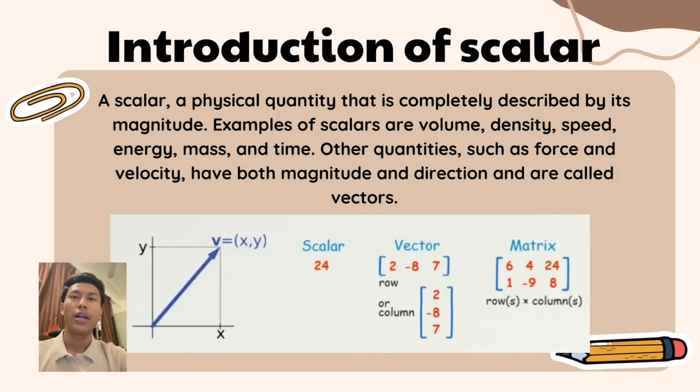And now, I will explain to you about the introduction of scalar. A scalar is a physical quantity that is completely described by its magnitude. Examples of scalars are volume, density, speed, energy, mass, and time. Other quantities, such as force and velocity, have both magnitude and direction and are called vectors.